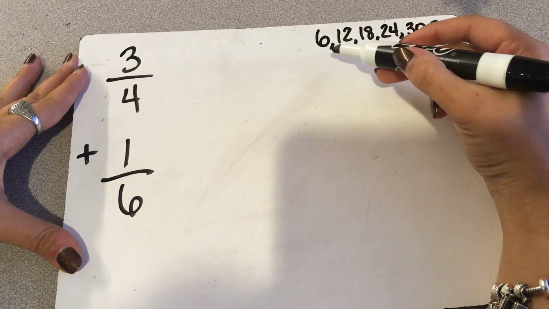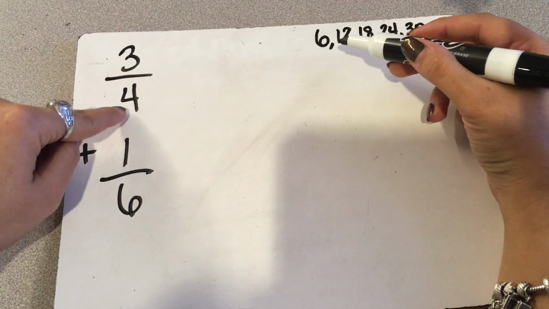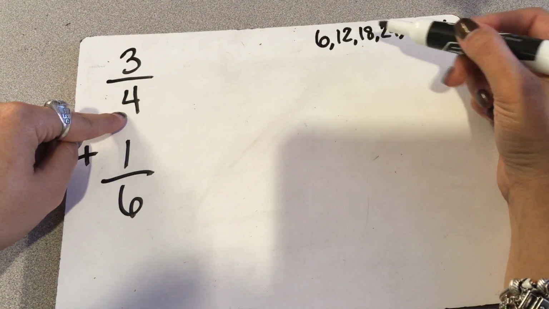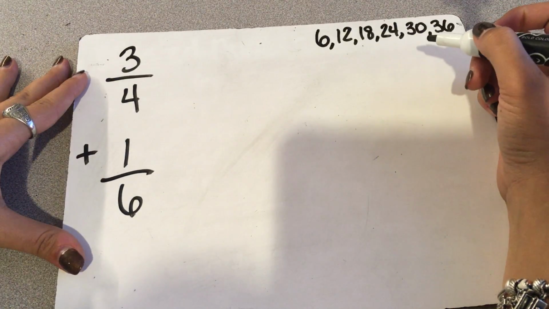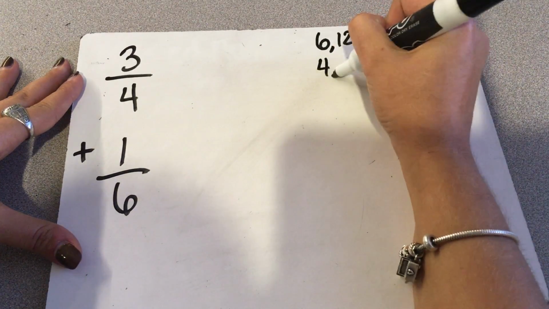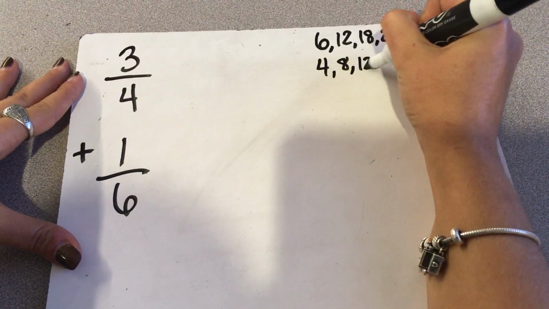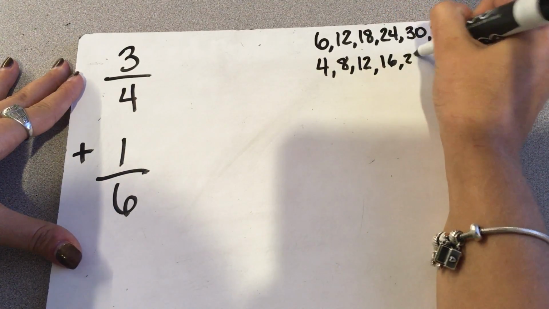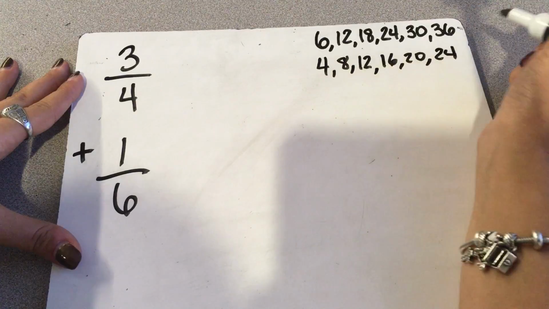The reason we start with the larger number is that once we start writing our 4 multiples, we can stop when we find common multiples. I'm going to write 6 of them just to show you. 8, 12, 16, 20, 24. So I went to 6.